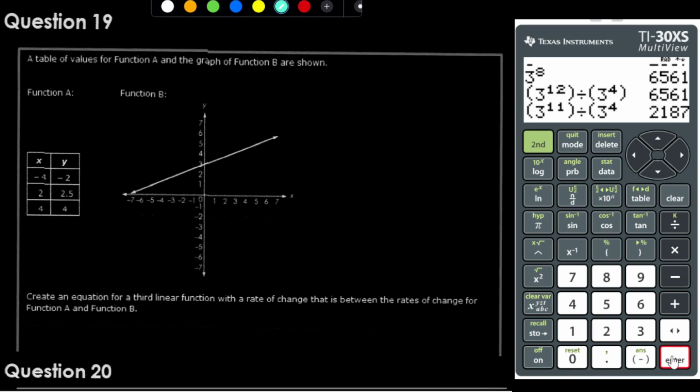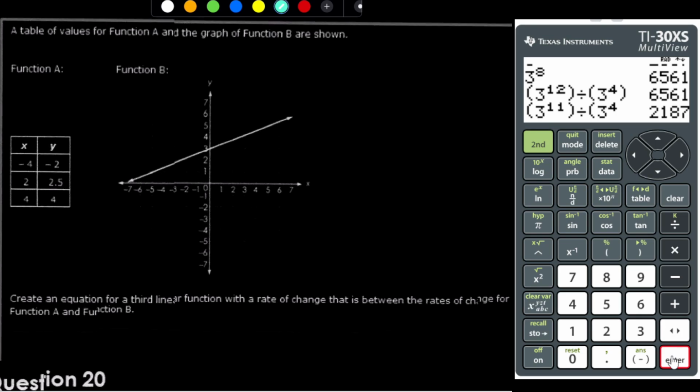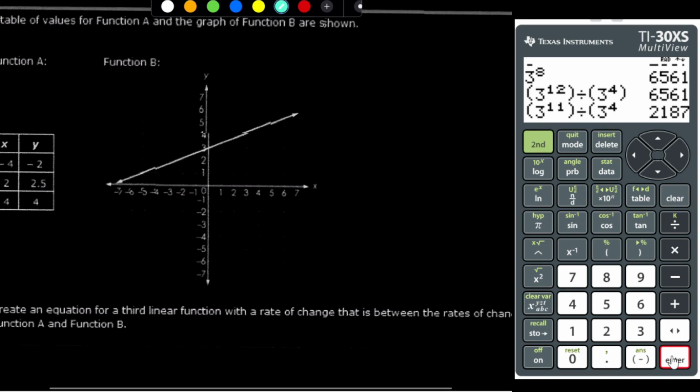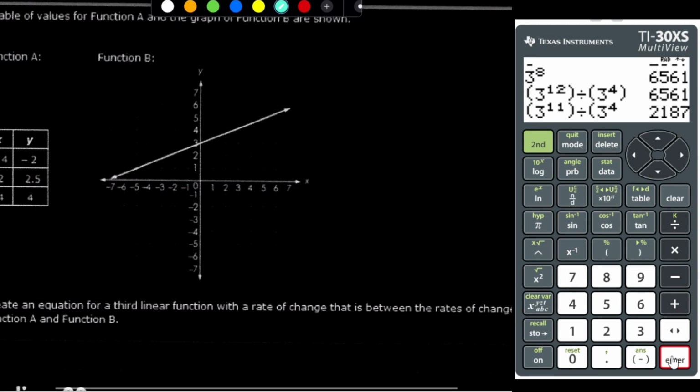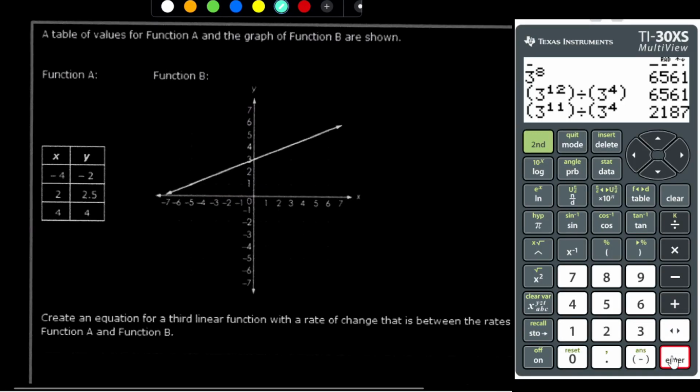Question 19. Table of functions. A table of values for function A and the graph of function B are shown. Okay, create an equation for a third linear function with a rate of change that's between the rates of change for functions A and B. So what you need to do is find the rate of change. We're going to do the same way we did in the first problem. For the table, -4 to 2, that's plus 6. 2 to 4 is plus 2.